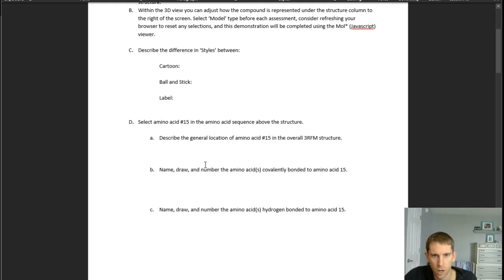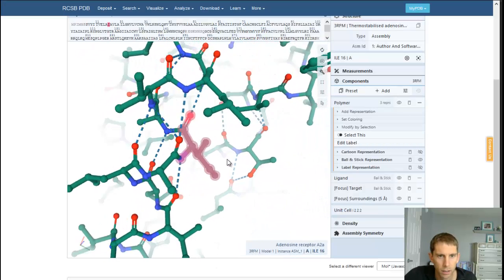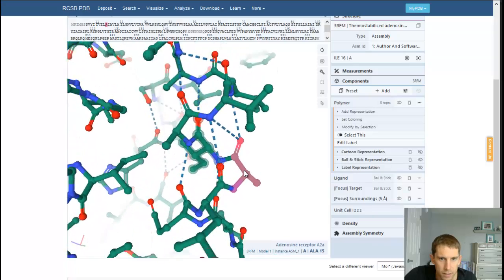So name, draw, and number the amino acids covalently bonded to amino acid 15, which hopefully we agree at this point is alanine. And the two amino acids you're going to draw here are leucine and isoleucine because those are the two amino acids covalently bonded to alanine. All right, next is name, draw, and number the amino acids hydrogen bonded to amino acid 15. So going back to here, we need to reorient ourselves to figure out which one amino acid 15 is. So right here.